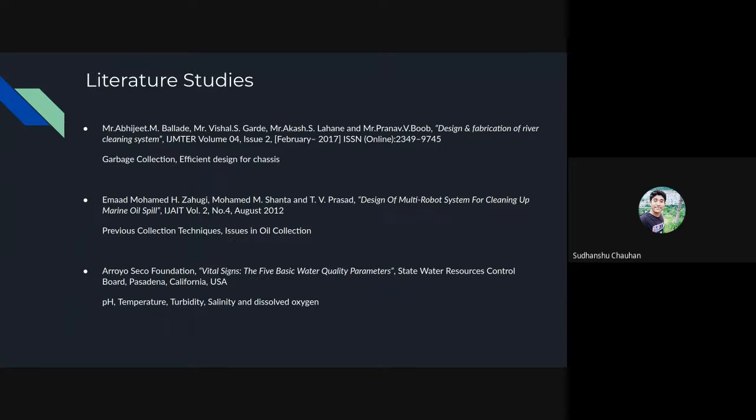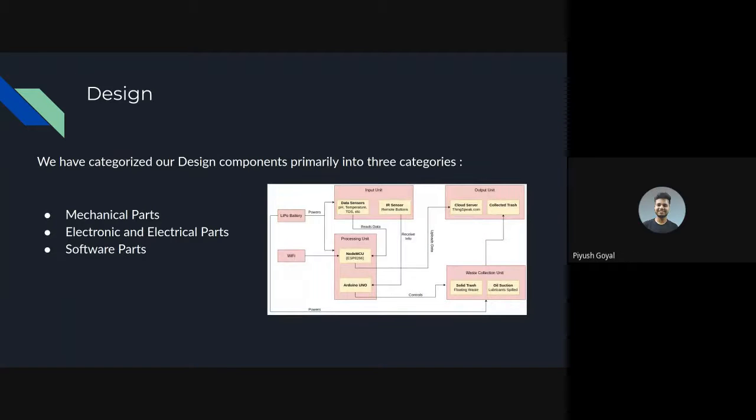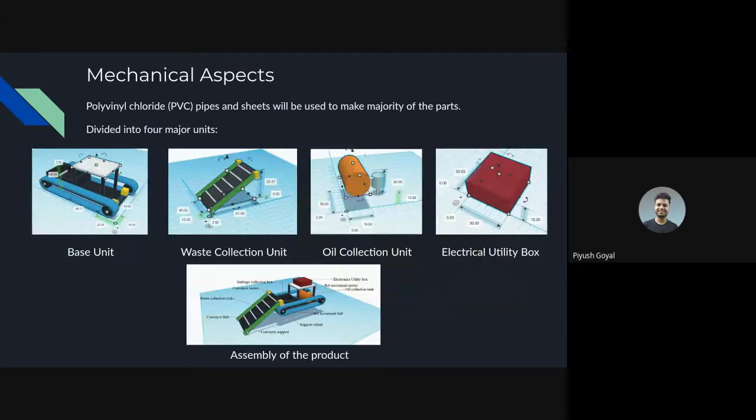Now Piyush will continue. Coming to the design, we have categorized the design components into three categories: the mechanical parts, electrical and electronic parts, and the software parts. Coming to mechanical aspects, we are aiming to use PVC pipes that will be used to fabricate majority parts of the bot. The bot can be divided into four major units.